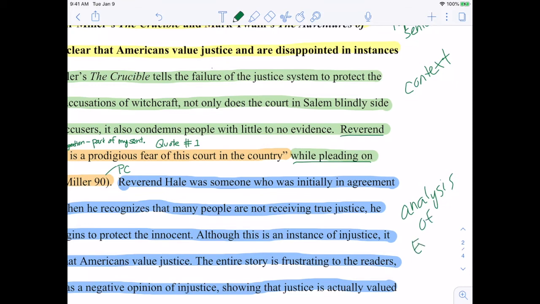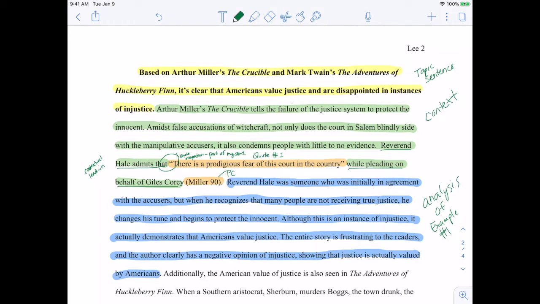of example 1. Notice too, look at the ratio of green and blue to orange. The orange is the actual quote, but notice how much more I have of green and how much more I have of blue. Your analysis and your words should far outweigh your actual quote. Also notice in my analysis, I talk about why this is so important. I said, hey, this guy says there's a prodigious fear of this court in the country, and now I'm explaining why that relates back to justice. If you were to reread that analysis, you would see that.